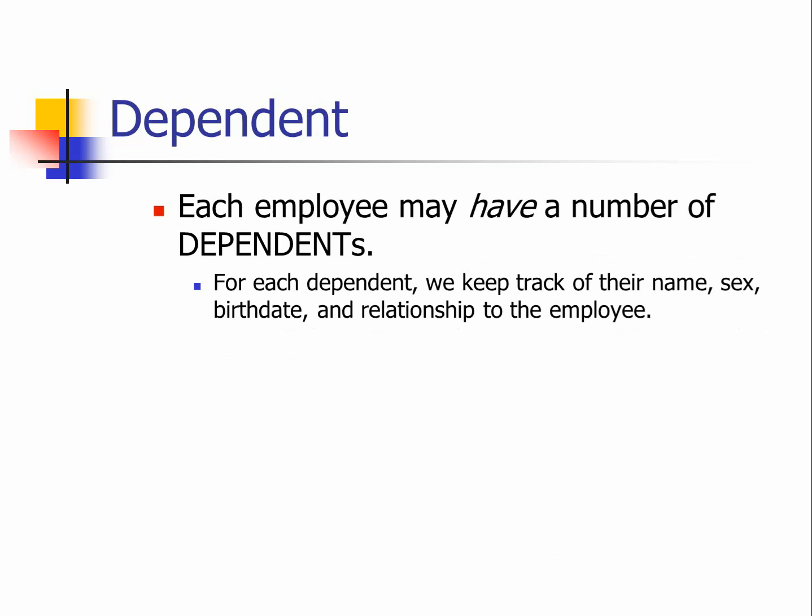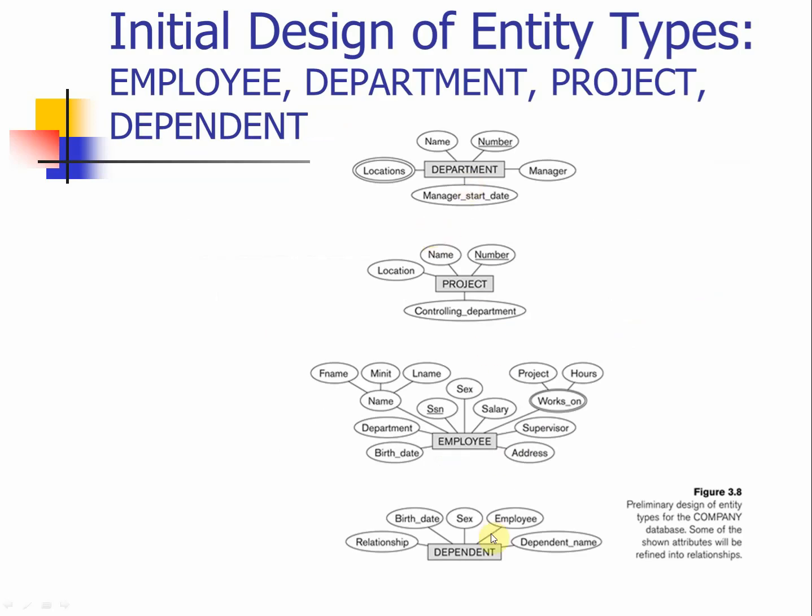Finally, dependents. Dependents is pretty straightforward. Each employee may have a number of dependents, and therefore, because we are looking at a dependents entity, we draw a rectangular box for the dependent, indicating who is the belonging employee. And then we also keep track of name, sex, birthday, and relationship to the employee. And therefore, what it will look like is going to be like this way. So now, by looking into the company example, we have all 4 entities.